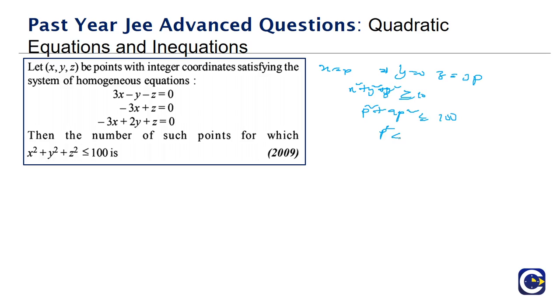So p square is less than or equal to 10, implies p is equal to 0, plus or minus 1, plus or minus 2, plus or minus 3. So the number of values of such type is 7. So 7 answers are there. So the answer for this question is 7. Moving on to the next question.